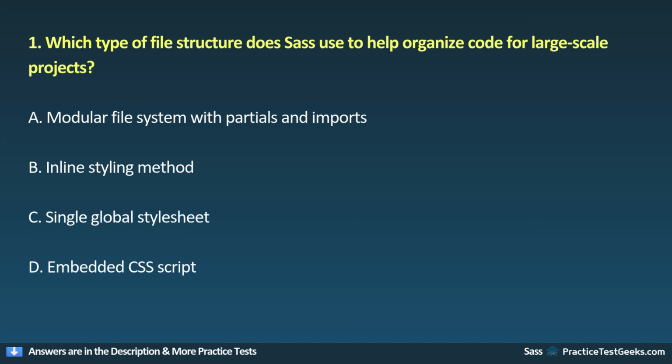1. Which type of file structure does Sass use to help organize code for large-scale projects? A. Modular file system with partials and imports. B. Inline styling method. C. Single global style sheet. D. Embedded CSS script.